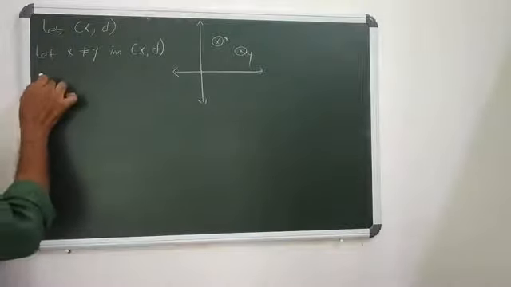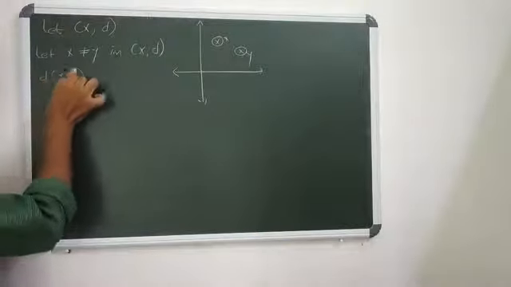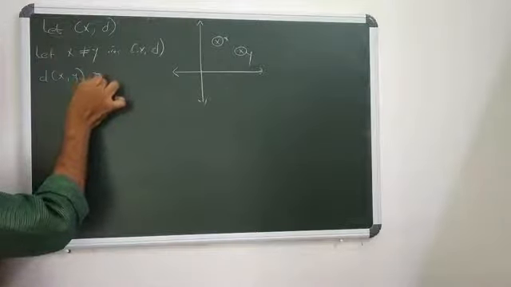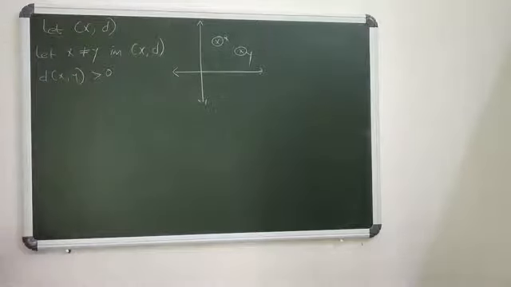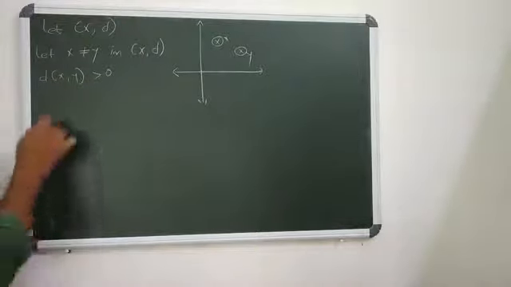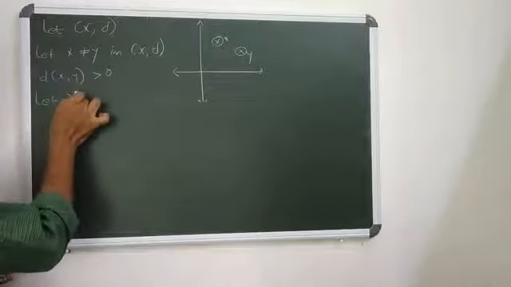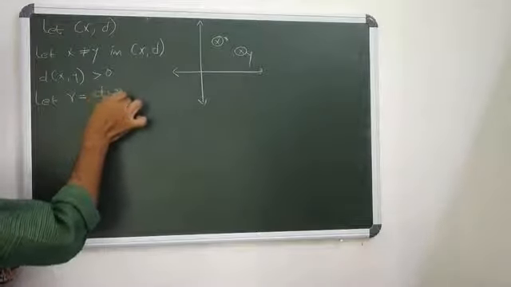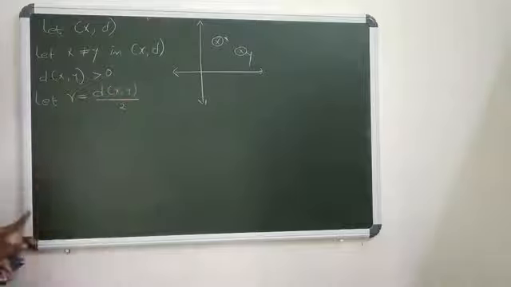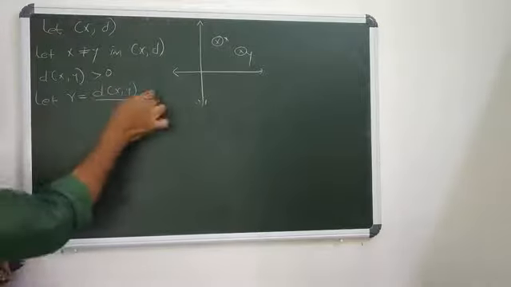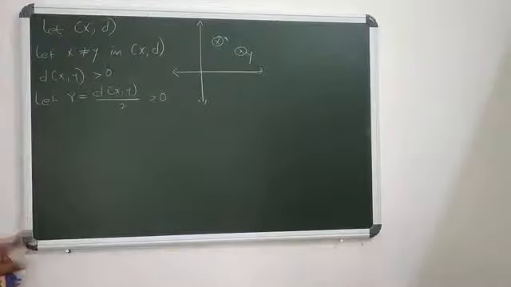Since x and y are distinct points, what about the distance? The distance between x and y should be positive. Strictly, d(x,y) differs from 0. That means d(x,y) is strictly positive. Since d(x,y) is positive, let r equal d(x,y) by 2. Then r is positive.